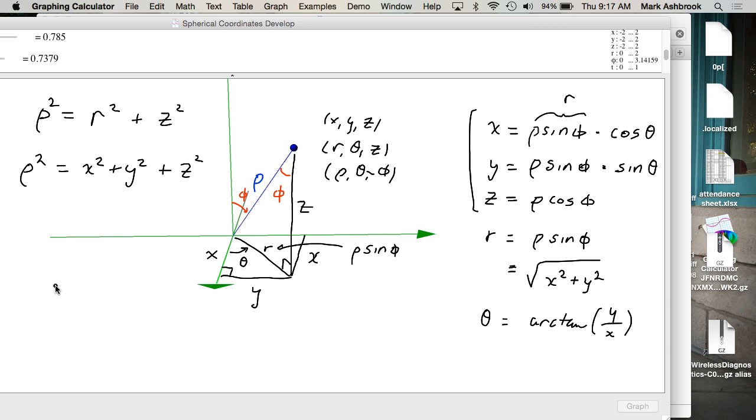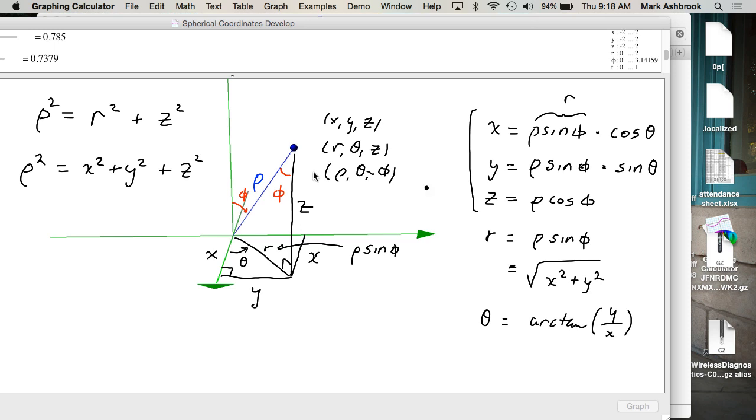Again, why is this called spherical coordinates? Cylindrical coordinates, because it's really easy to define a circular cylinder. Spherical coordinates, because how do you define a sphere? Just rho equals a number, right? All points the same distance away from the origin will be a sphere. So by saying rho equals 3, boom, sphere, right? What else am I missing? I think that's everything.